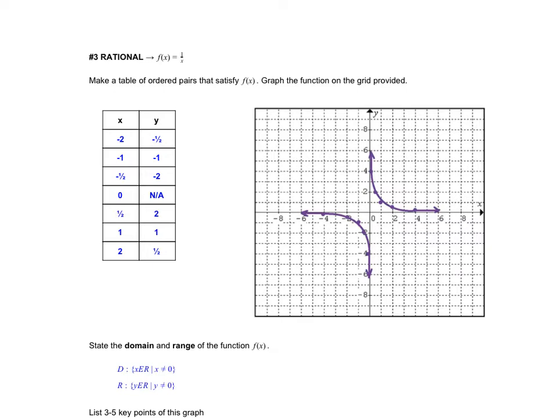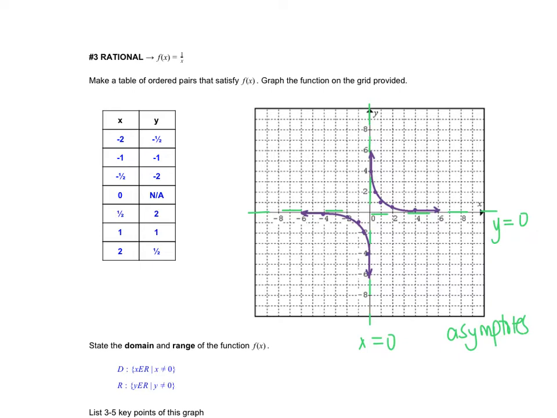So what we actually have here are lines called asymptotes. So we have an asymptote on the y-axis, which has the equation x equals 0, and we have an asymptote on the x-axis, and because it's a horizontal line, it has the equation y equals 0. And these asymptotes are lines that your function approaches but never touches or passes through.